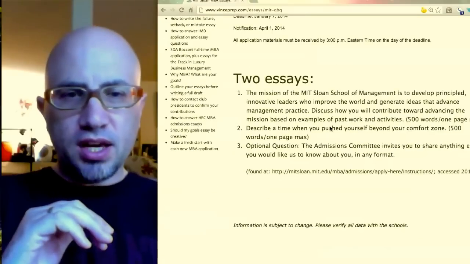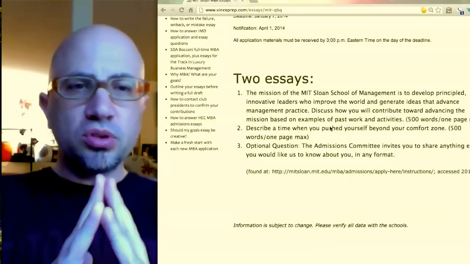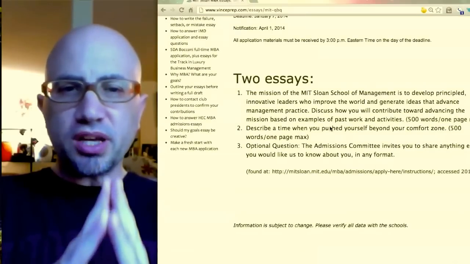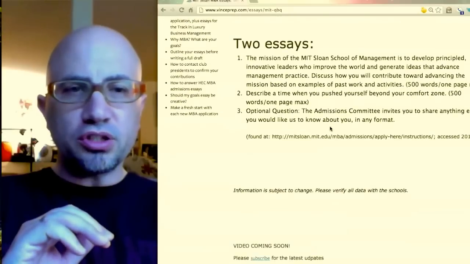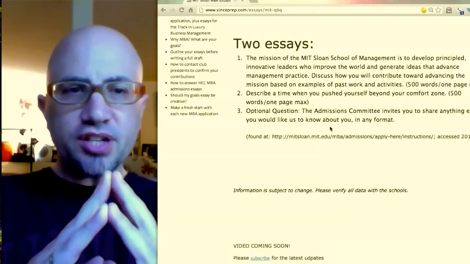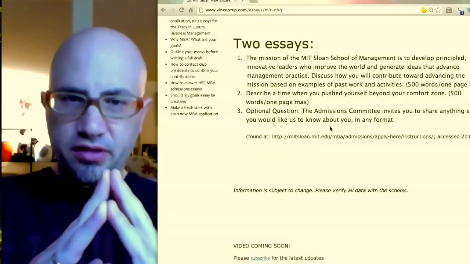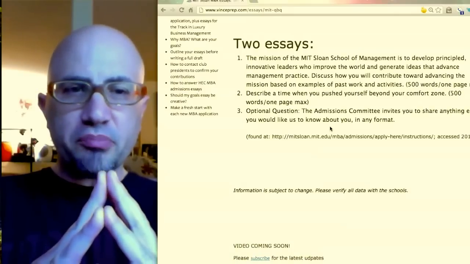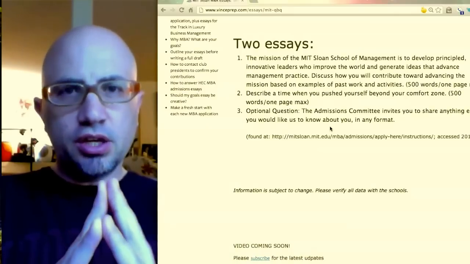Question one. The mission of the MIT Sloan School of Management is to develop principled, innovative leaders who improve the world and generate ideas that advance management practice. Discuss how you will contribute toward advancing the mission based on examples of past work and activities.